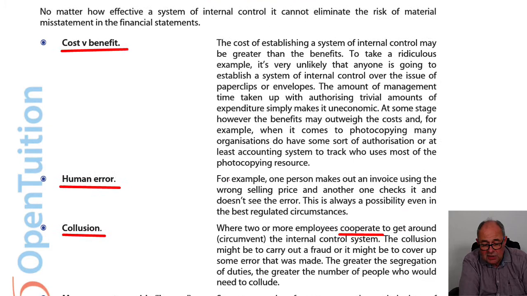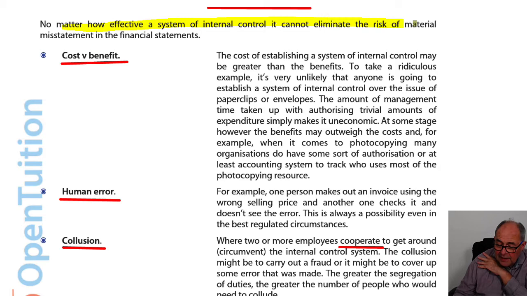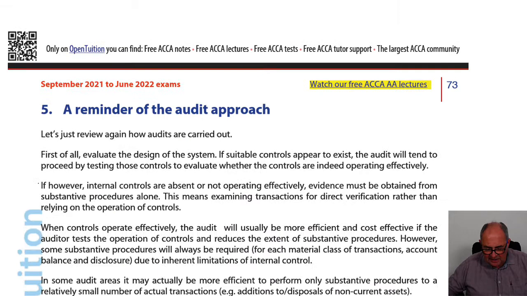So looking up here, as it says right at the top, we are always aware that we will never ever eliminate the risk of error. That is why, of course, we will always have to do some element of substantive testing within the financial statements. It will always have to be there to some extent. Remember, substantive testing is testing the numbers.